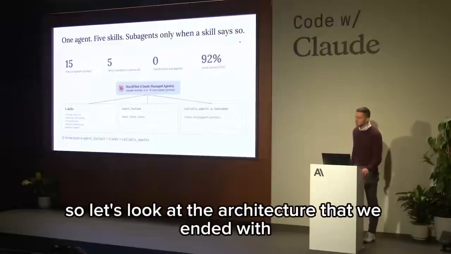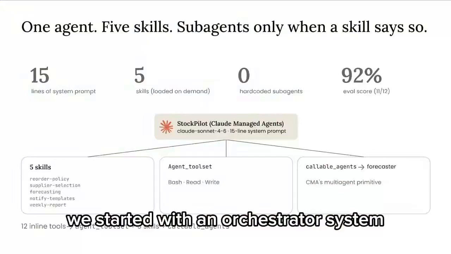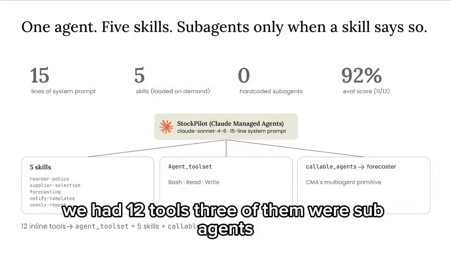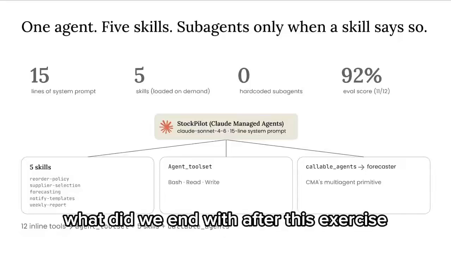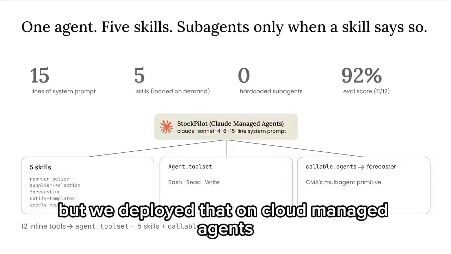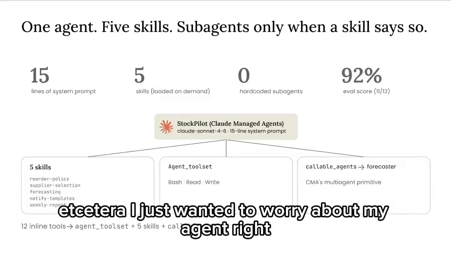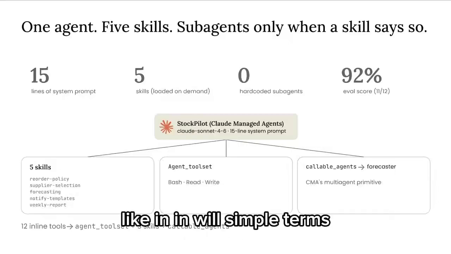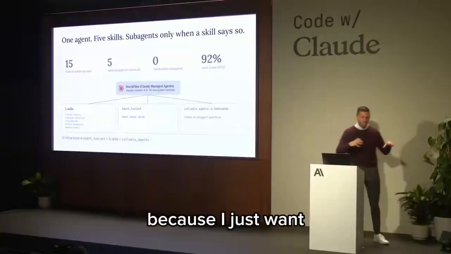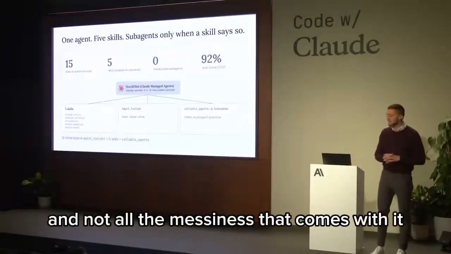Okay, so let's look at the architecture that we ended with. Again, refreshing us, we started with an orchestrator, system prompt of about 400 lines long. We had 12 tools, 3 of them were subagents. What did we end with after this exercise? We still have an orchestrator, but we deployed that on Claude managed agents because I didn't want to have to worry about infrastructure, scaling, security, etc. I just wanted to worry about my agent. Right? Like in Will's simple terms, that is when I reach for Claude managed agents because I just want to worry about building the best thing possible and not all the messiness that comes with it.